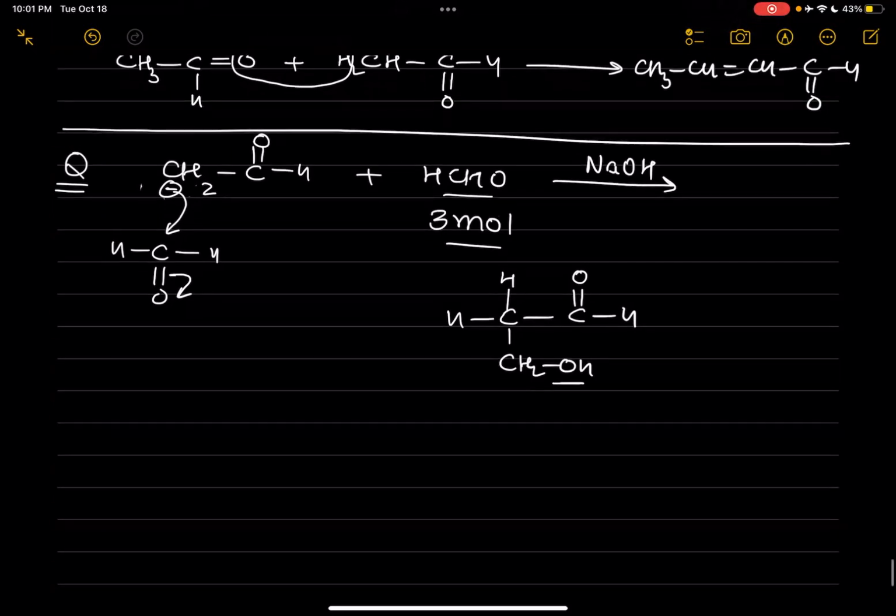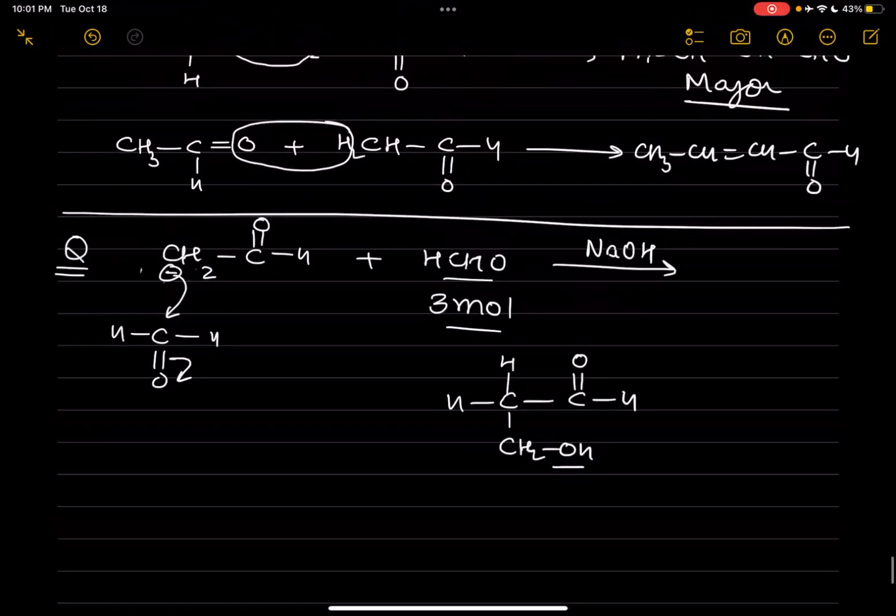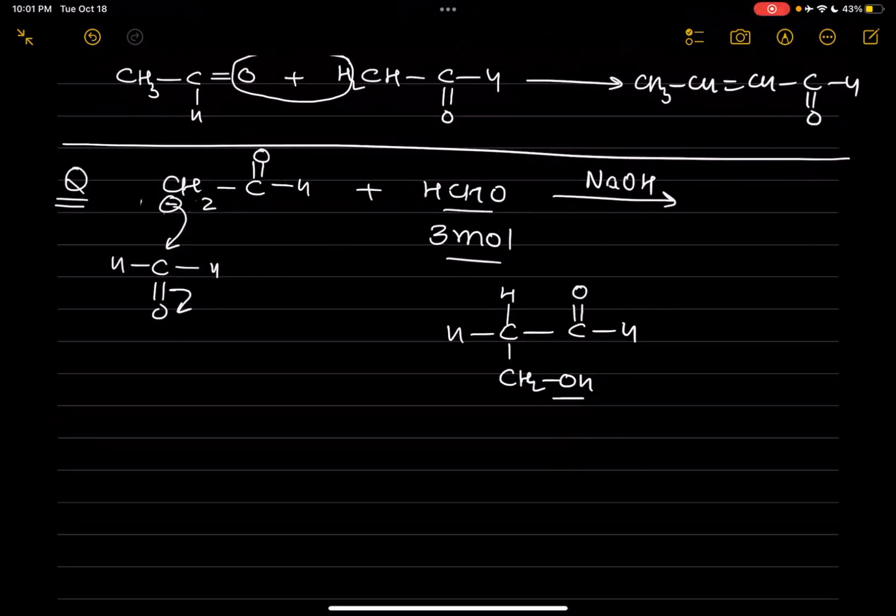Why 3 times? Because 3 moles of formaldehyde. So you have 2 moles still left. 1 mole is joined, 2 moles left, and there are 2 alpha hydrogens. So remove this alpha hydrogen also. Remove this hydrogen also. So remember, in organic, wherever you have formaldehyde, that formaldehyde gets attached to CH2.